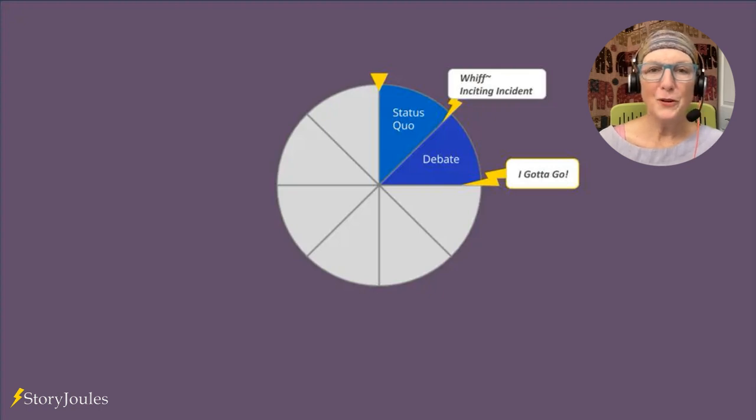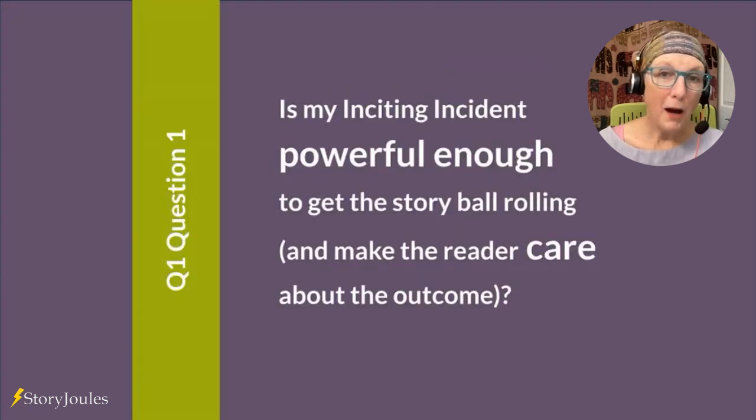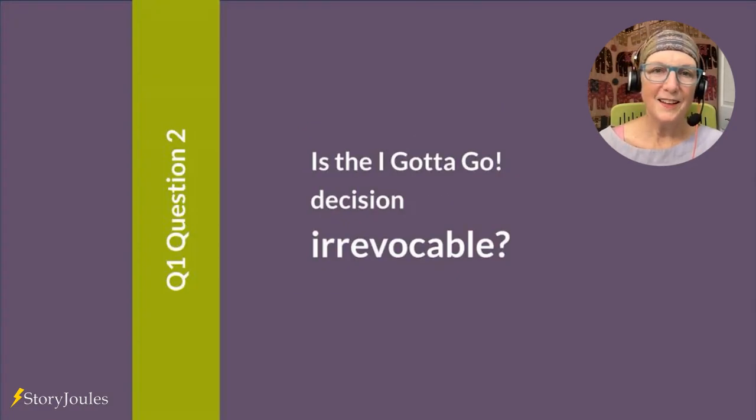I have two questions for you and your story. Question one, is my inciting incident powerful enough to get the story ball rolling and make the reader care about the outcome? Secondly, is the I gotta go decision irrevocable? It cannot be undone. And that's an essential question because if it can be undone, the moment your avatar starts to encounter difficulty, the reader or the viewer will just say, well, why don't they just go back and undo what they did?